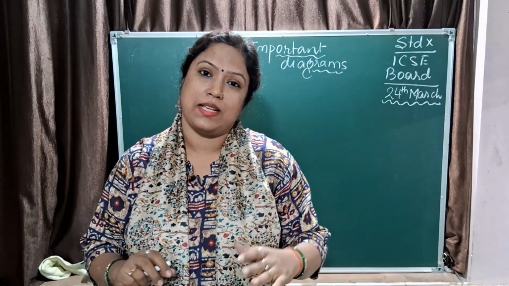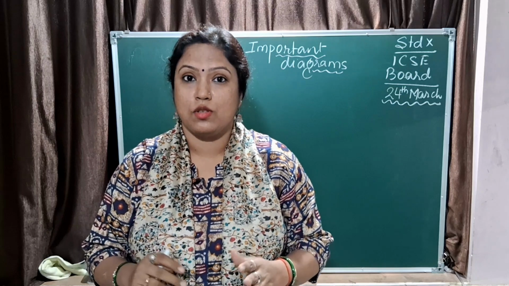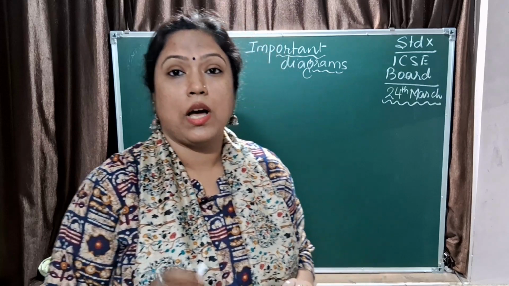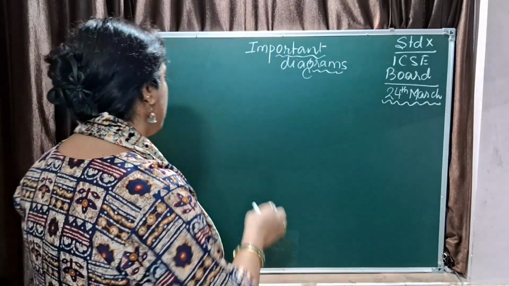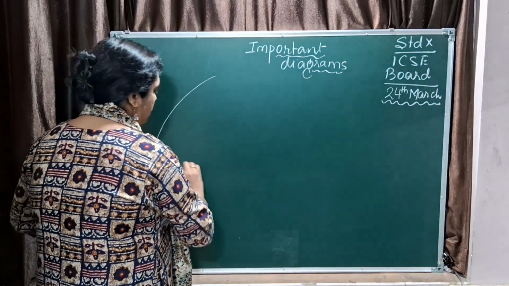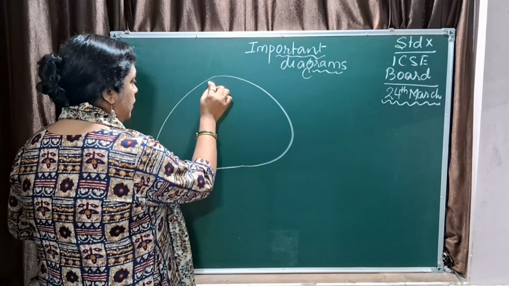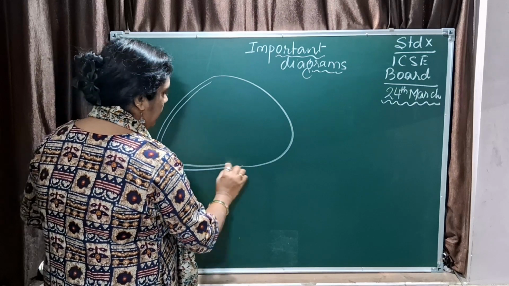We should go chapter wise. Chapter 1, basically the cell chapter, has nothing much to draw. Yes, chloroplast is an important diagram and mitochondria is an important diagram. So how to draw chloroplast and mitochondria? A quick move. For chloroplast, you need to draw an oval structure which has to be double membrane.